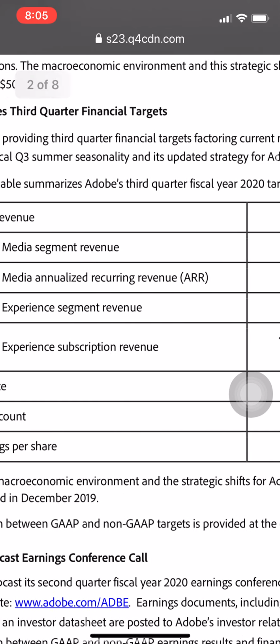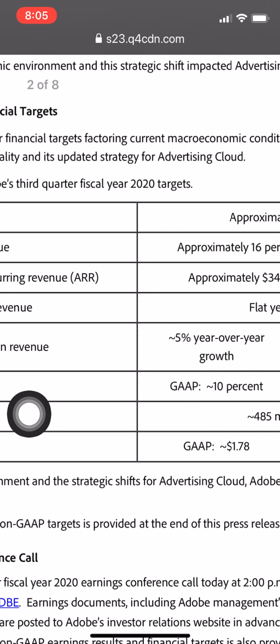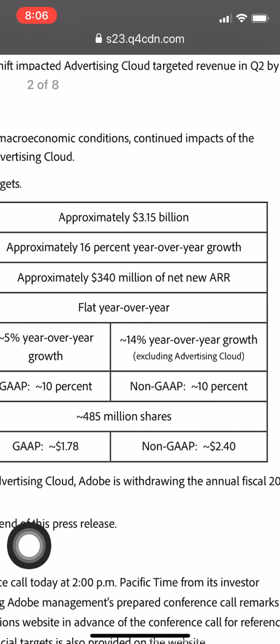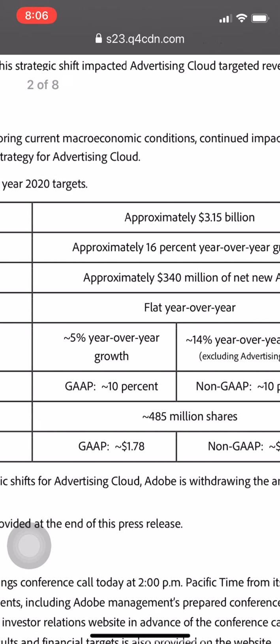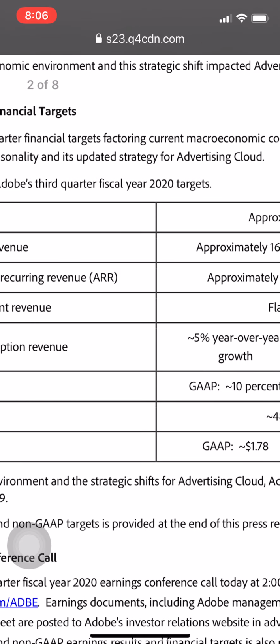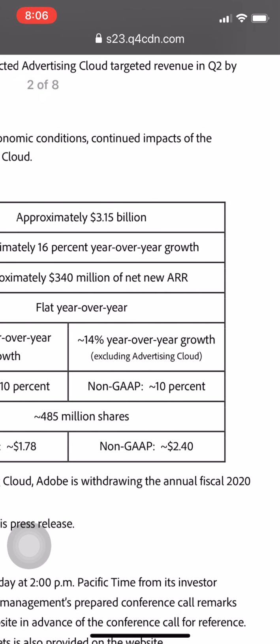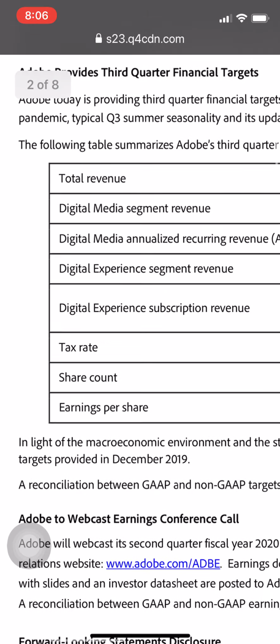Digital experience subscription revenue 5% year over year, and tax rate is GAAP 10%, non-GAAP 10%. Share count 485 million shares, and in terms of earnings per share, $1.78 for GAAP.